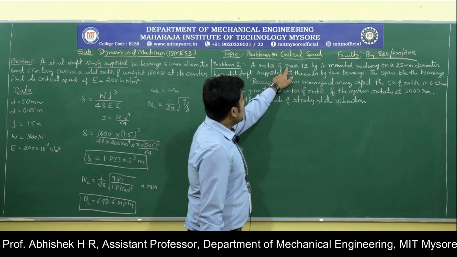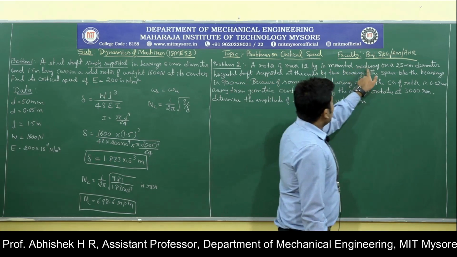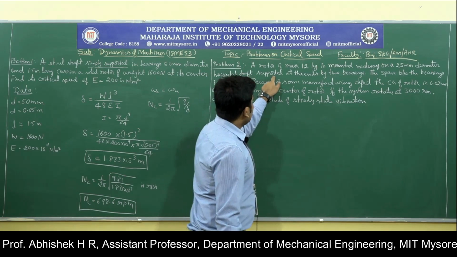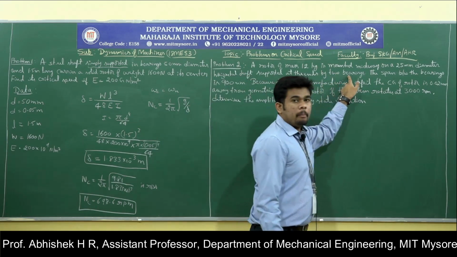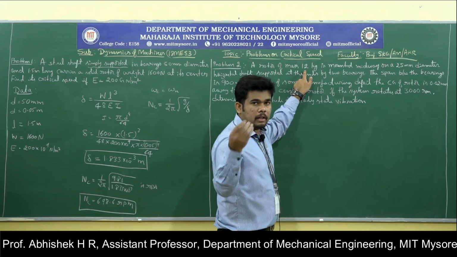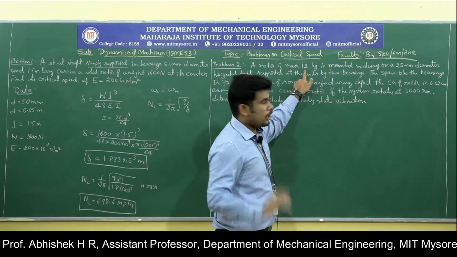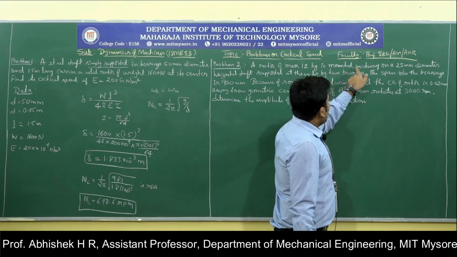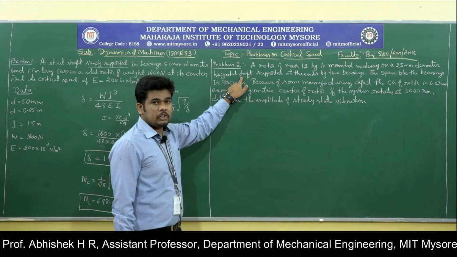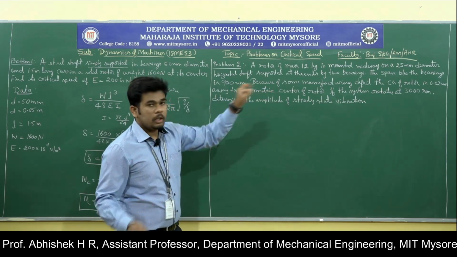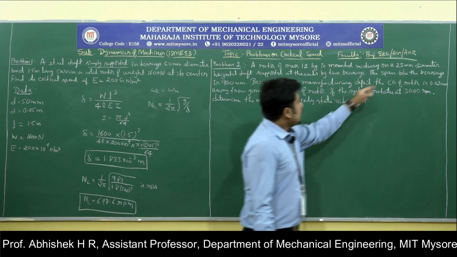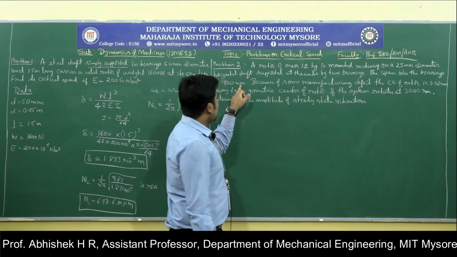A rotor of mass 12 kg is mounted midway on a 25 mm diameter horizontal shaft supported at the ends by two bearings. The mass of the disc, or the rotor, is 12 kg, mounted midway on a 25 mm diameter horizontal shaft. The diameter of the shaft is 25 mm, supported at the ends by two bearings. The span between the bearings is 900 mm.